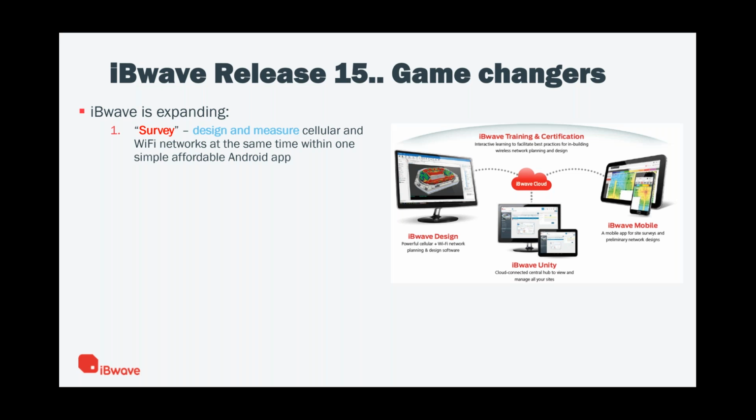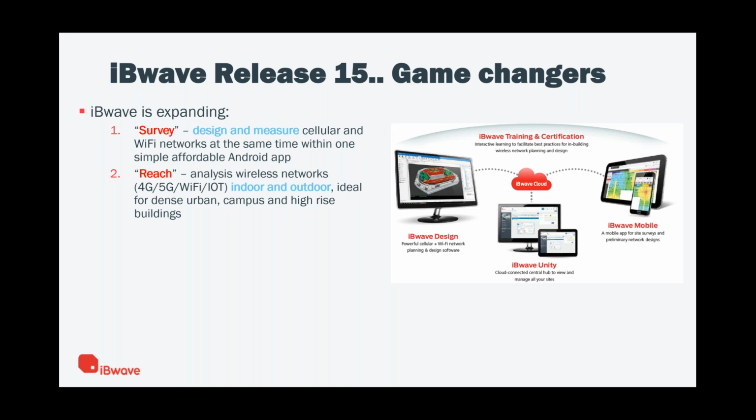Survey is the first one, the topic of today. This is where you can design and measure your cellular and Wi-Fi networks at the same time within one app. Before, you would have to have one app for design and one app for measurements. Now you have one app for everything. Before, you'd have to do it separately for cellular, 3G, 4G, 5G, and Wi-Fi. Today you can do it at the same time. So it's an all-in-one solution for your survey.